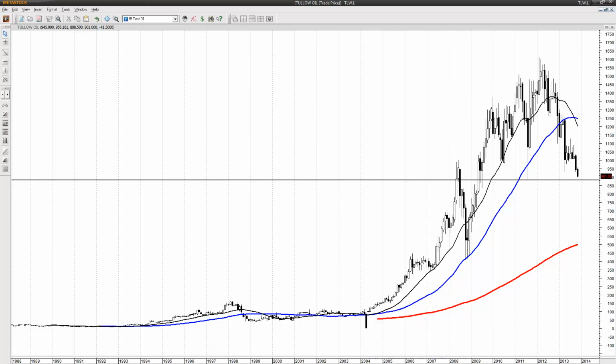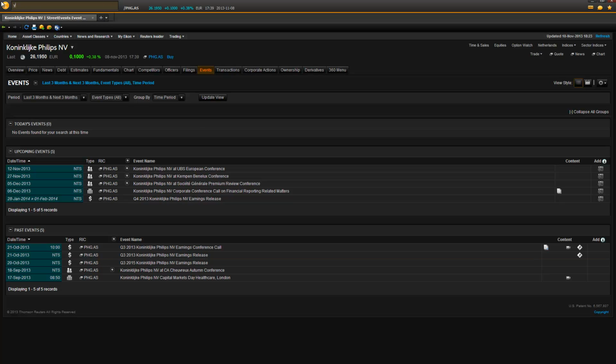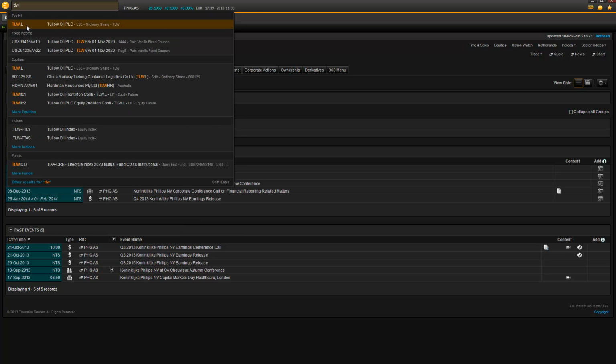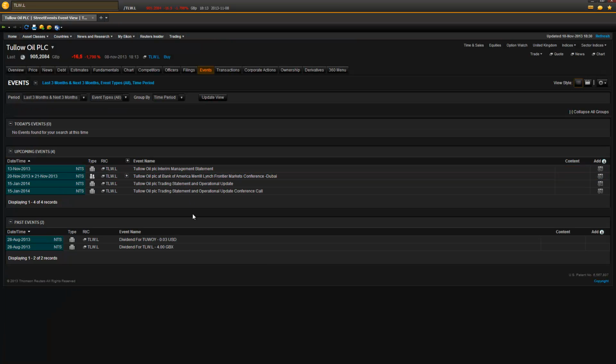I'm also going to check if Tullow Oil, TLW.L, is going to have any earnings in the near future, because I don't want to take a trade one day and the next day before the opening that particular stock has an earnings release, and I end up having my stock 5-10% on the wrong side just on the opening. That's not a good way of trading. Okay, Tullow doesn't have any kind of earnings release in the next week or two.